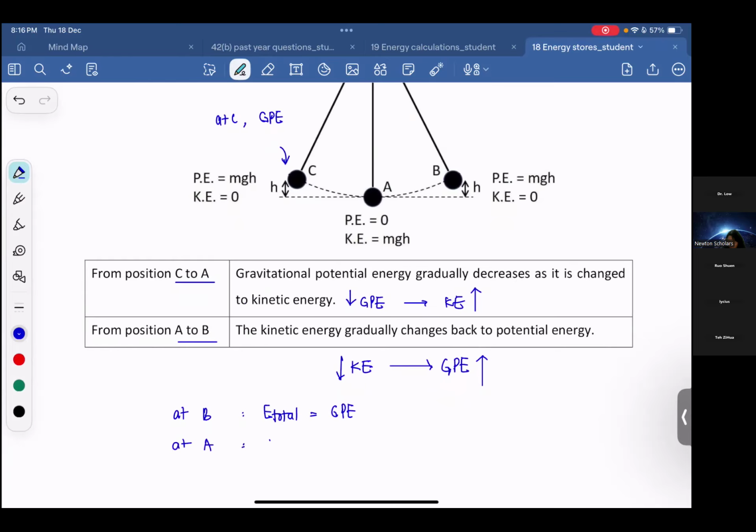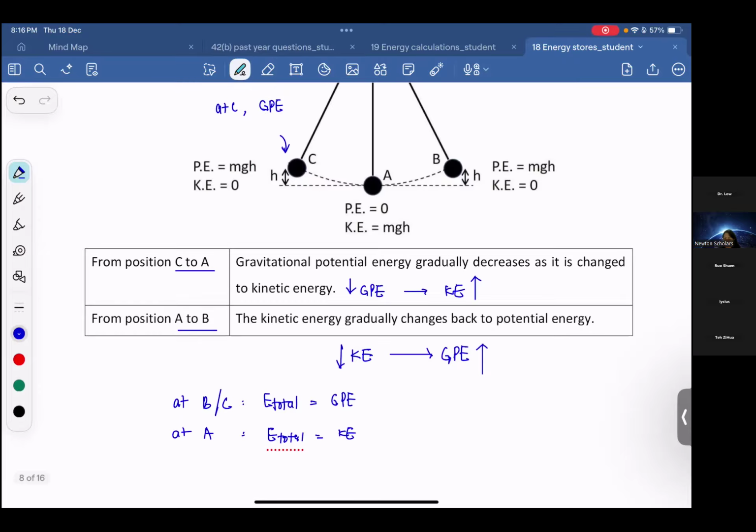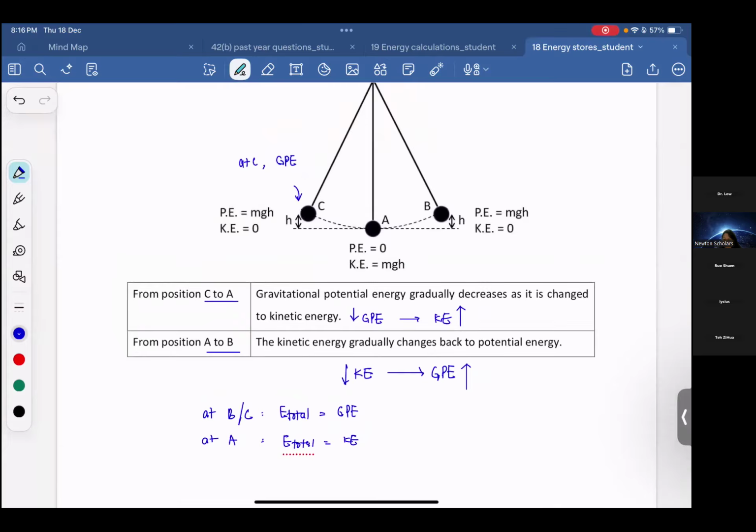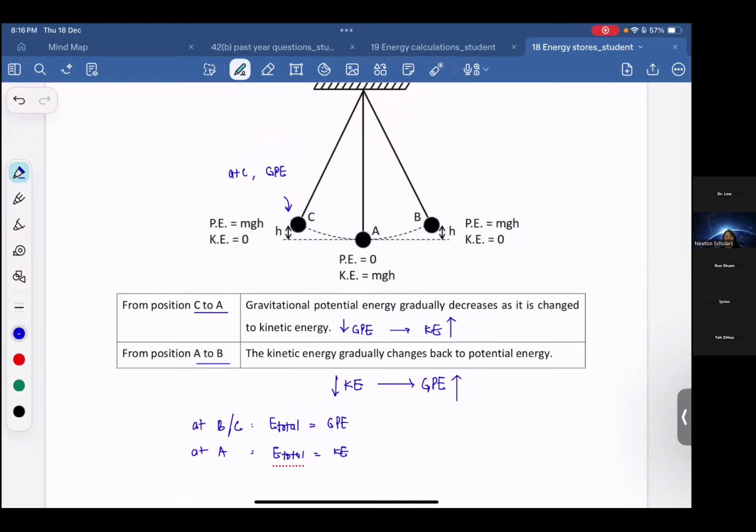At position A, all the energy is kinetic energy. At position C, it's also GPE. But in the swing from C to A, GPE decreases and is converted to kinetic energy. From A to B, kinetic energy is converted to GPE. For this case, do any of you have any question you want to ask me?